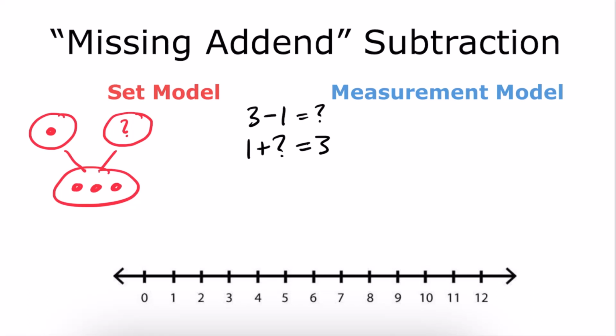In the measurement model, you do something similar and you say, okay, well, if I have 1, then how much further do I have to go in order to get to 3? So I go 1 unit and then I ask, how much further do I need to go to get to the number 3? And on the number line, you just count, well, 1, 2 units gets me to the number 3. And so that tells me that 1 plus 2 equals 3. And so the answer to this problem would be the number 2.